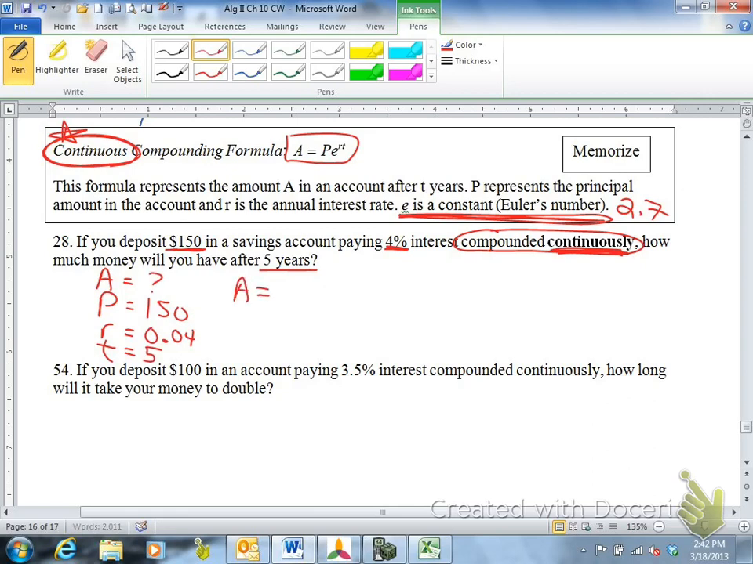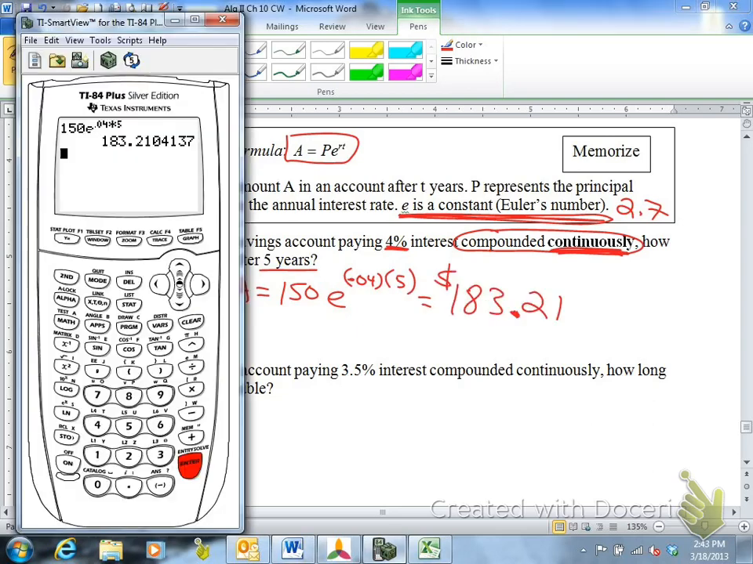So you have the amount equals 150 E to the 0.04 times T. And you can get the answer with your calculator, not a lot of solving to do. So 183.21 would be the answer to that.